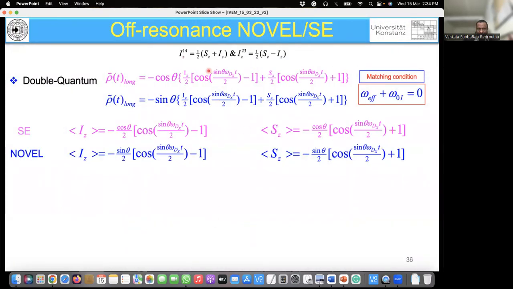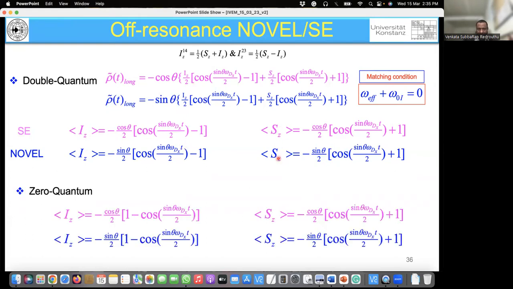So this is what we have. We can substitute back the Iz for double quantum and zero quantum. For the I spins along the longitudinal direction, this is what we have, and for the S spin, this is what we have. When we take the expectation value for the I spin, a trace of the density operator with Iz, we get this expression. For the S spin, we got this one. And the same thing with the zero quantum case, we get this.